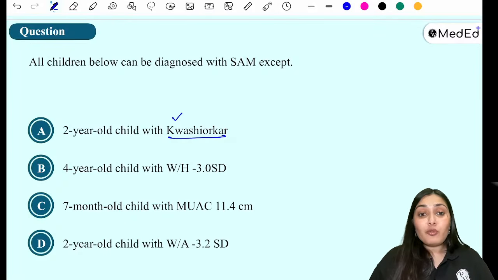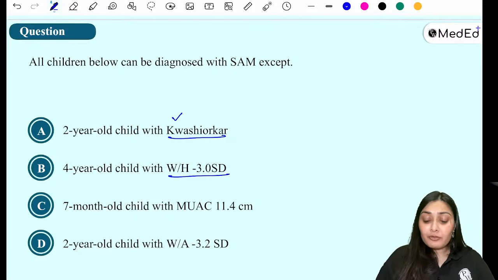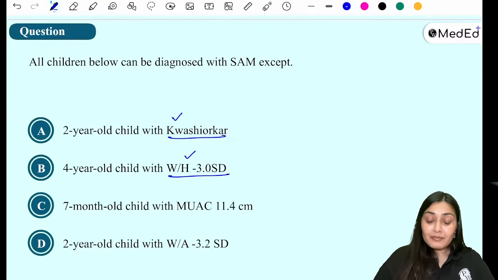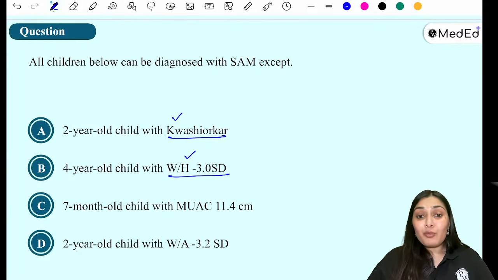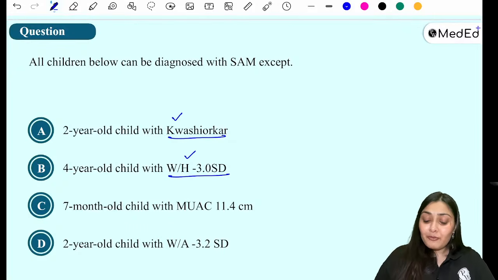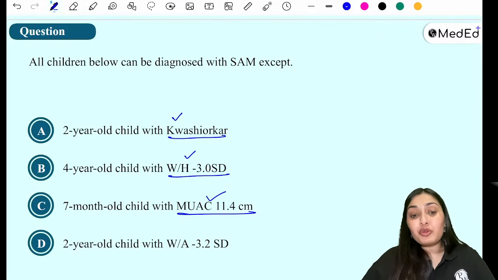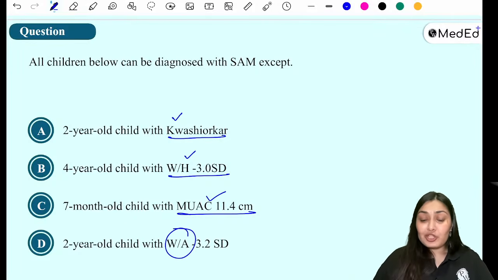Second option is a 4-year-old child, weight for height -3 standard deviation. This is again SAM, wasting. 7-month-old child with MUAC 11.4 centimeters. So here the MUAC is less than 11.5. This is definitely SAM.